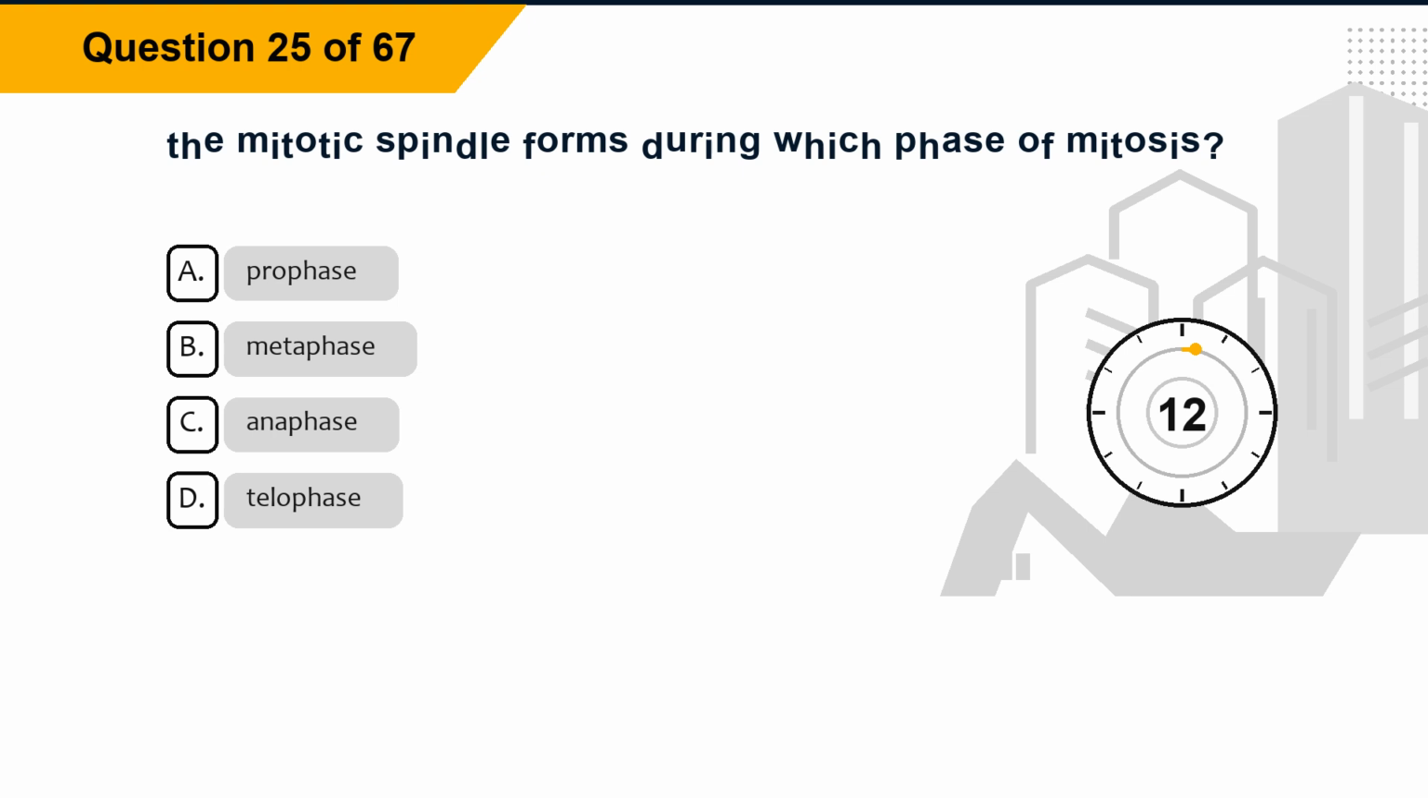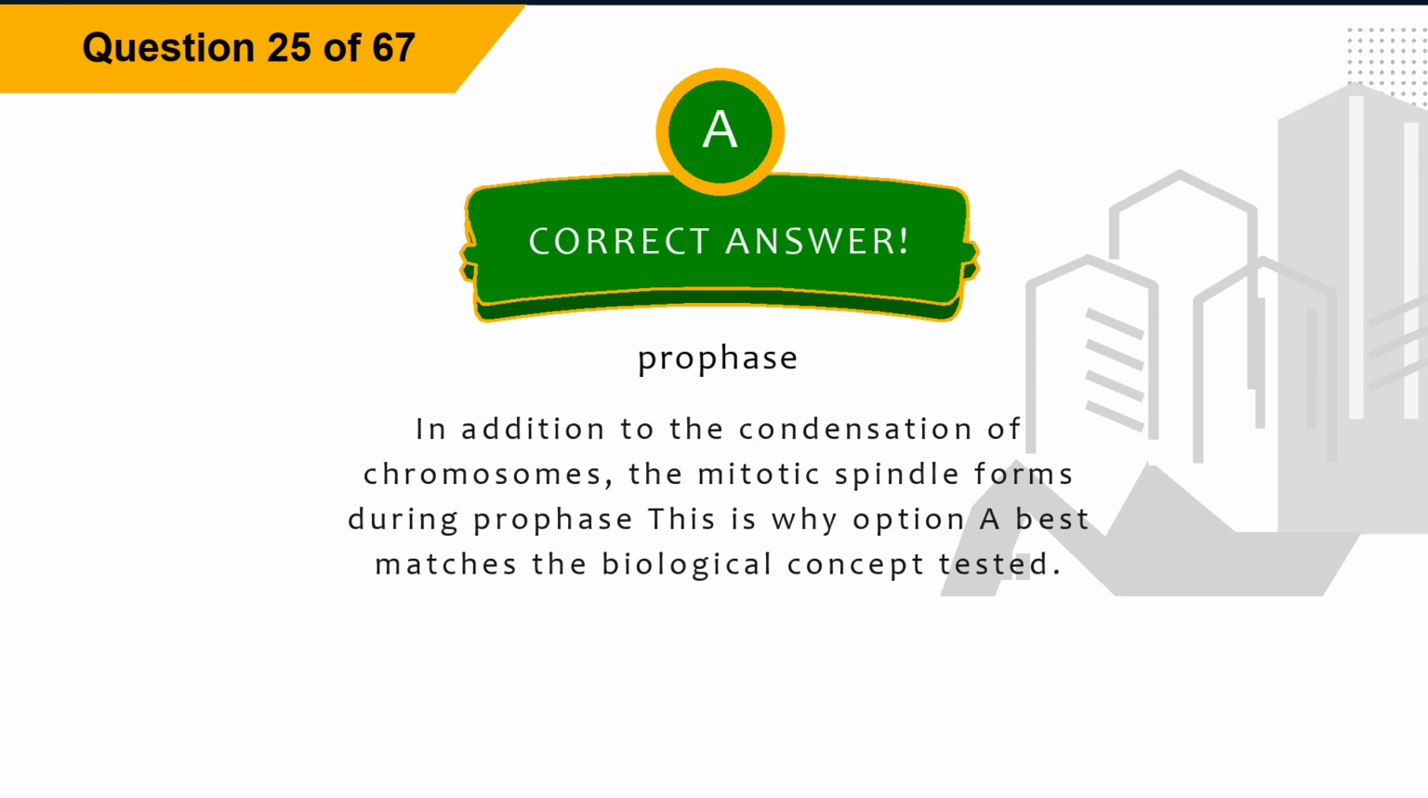Question 25. The mitotic spindle forms during which phase of mitosis? Option A, prophase. Option B, metaphase. Option C, anaphase. Option D, telophase. The correct answer is option A, prophase. Explanation. In addition to the condensation of chromosomes, the mitotic spindle forms during prophase. This is why option A best matches the biological concept tested.